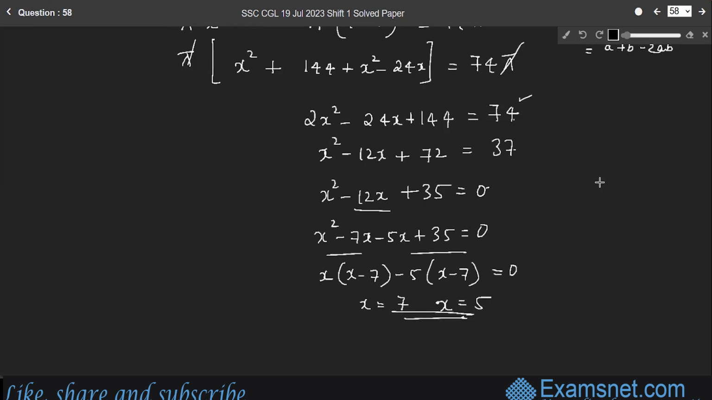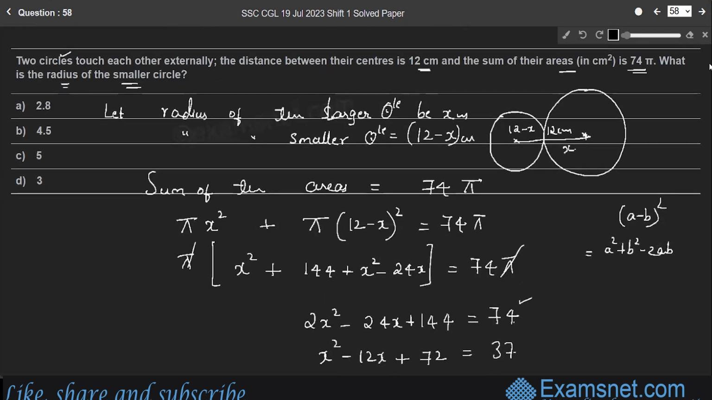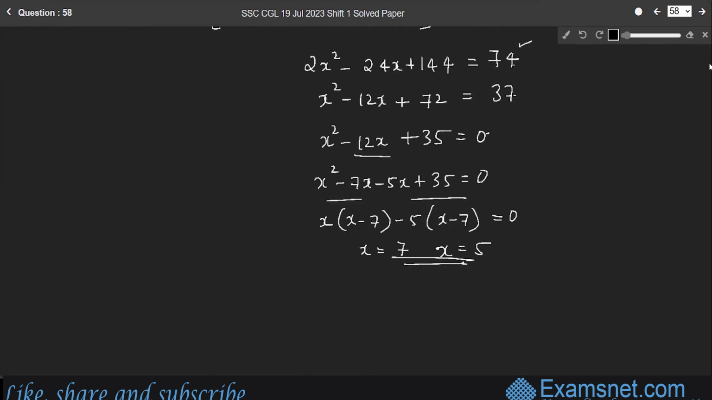Right? So here, the radius of the smaller circle is, since the total radius is 12 centimeters, sum of the radius is 12 centimeter, right?